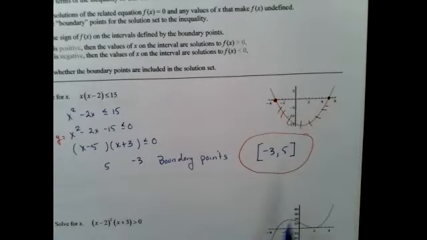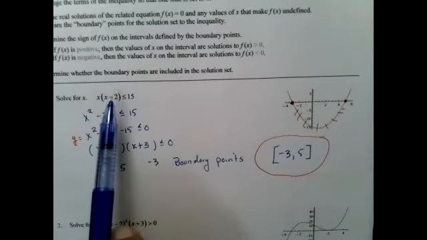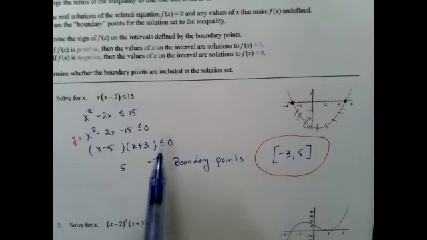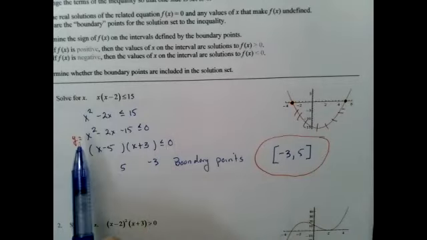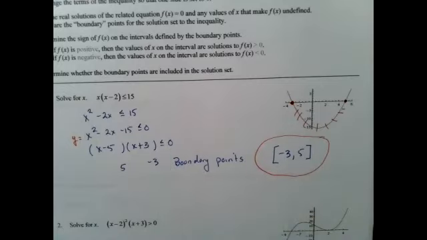We are looking to find out what makes this true. What makes it true is all of the values from -3 to 5. Oh, it's not so bad. If I can graph it, I want the values where my y is less than or equal to 0. Cool.